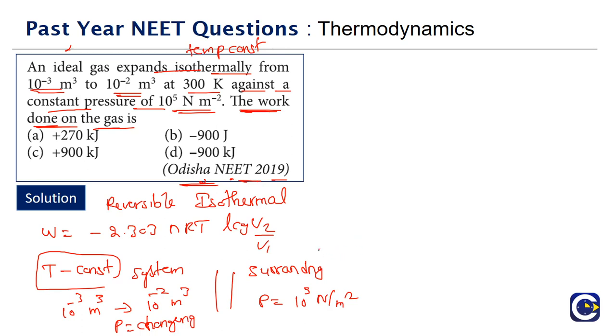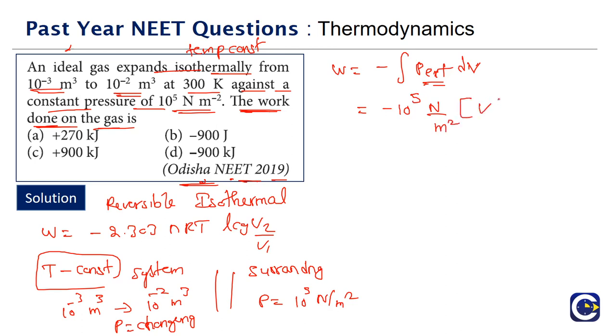In the case of an irreversible process, how do we find the work? Work is given by the general formula, W equals minus integral of P external dV. So here the external pressure is a constant value, 10 power 5 Newton per meter square, times the integral of dV, which will be what?